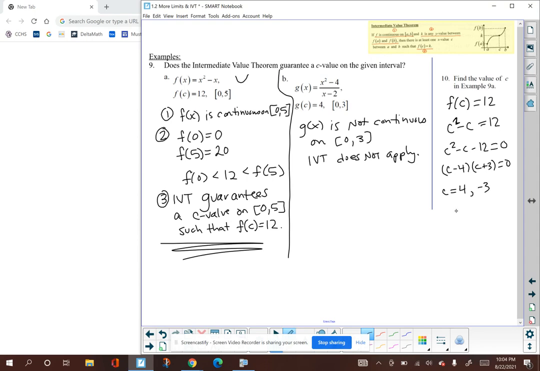However, negative 3 is not in the interval that we are focused on. We are focused on the interval from 0 to 5. So c is equal to 4, and f of 4 is equal to 12. So we found our c value.